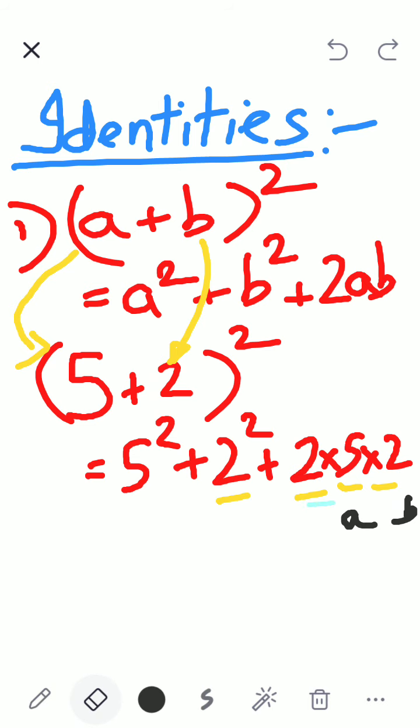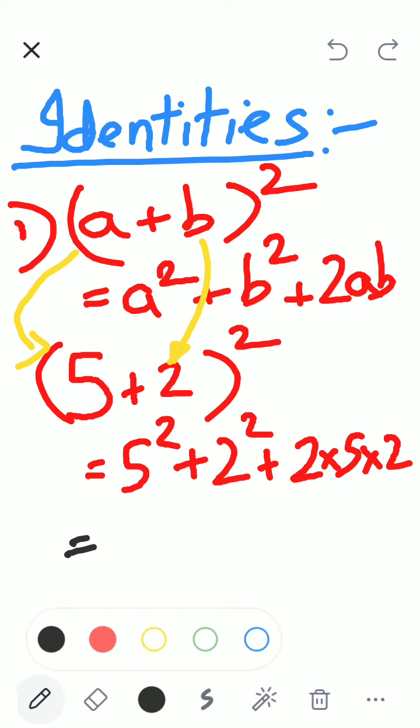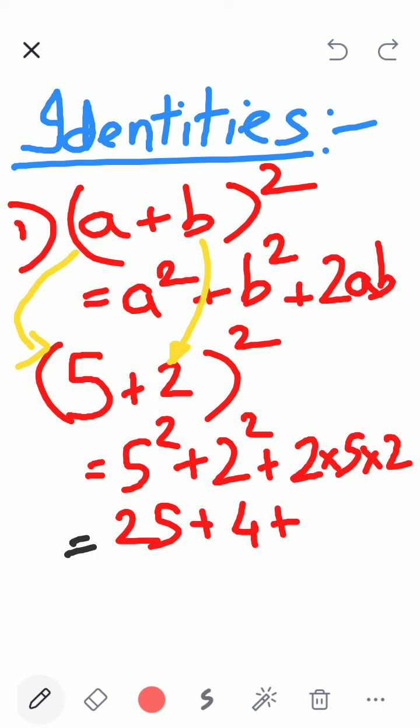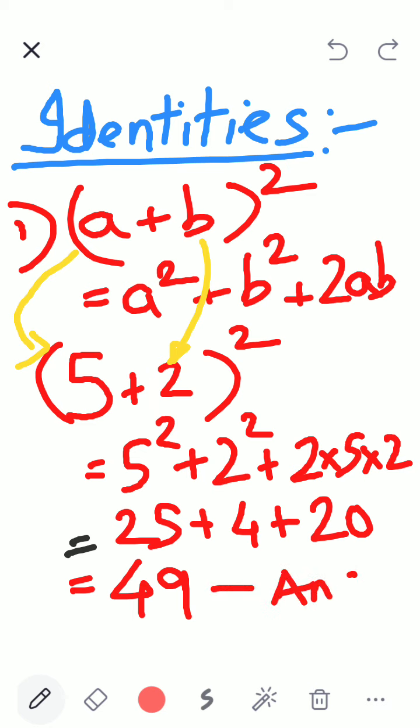Very good. What is this? 5 square is how much? So 5 square is 25. 2 square is? Okay. And 2 into 5 into 2? 20. Can somebody add and tell me how much this is? 39. Correct? This answer? Okay. But is there another way of doing this?